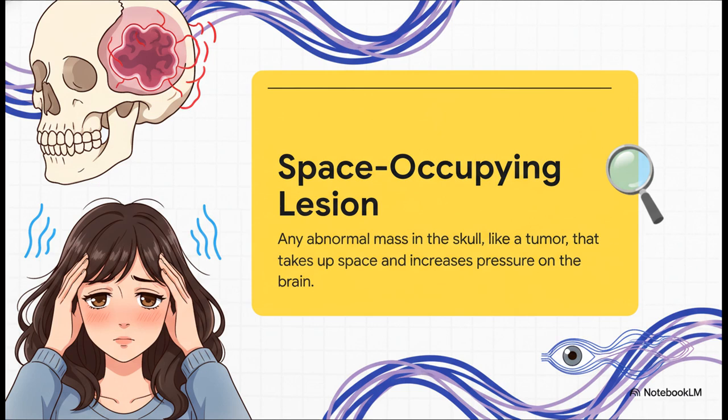Well, it's what doctors call a space-occupying lesion. Think about it. Your skull is basically a hard, fixed box. There's no extra room. So as a mass, like a tumor, starts to grow in there, it literally takes up space and starts putting pressure on the brain. And that pressure is exactly what leads to the kinds of symptoms our patient is having.